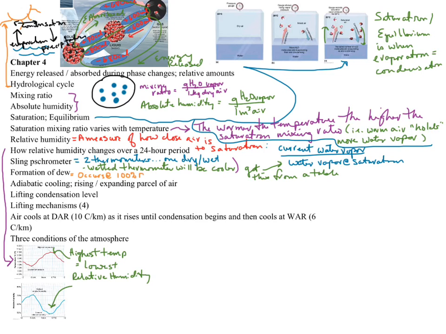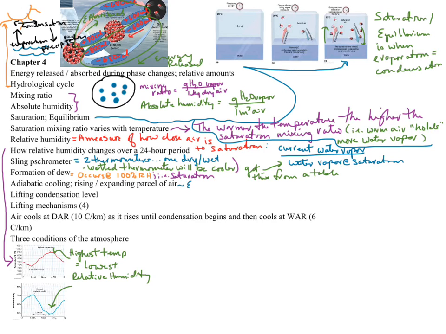Dew formation. Dew basically forms when the temperatures have cooled to the dew point temperature overnight, and dew point temperature means the temperature you need to reach 100% relative humidity. In other words, the air will be saturated.